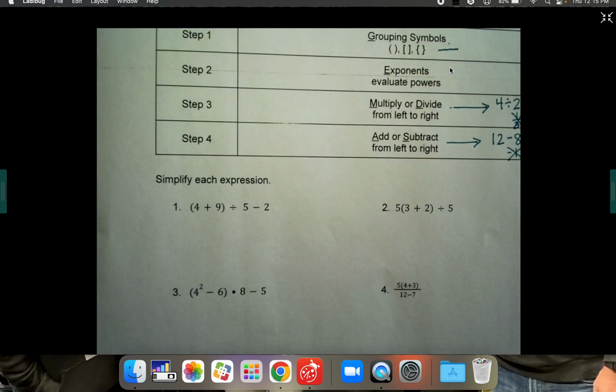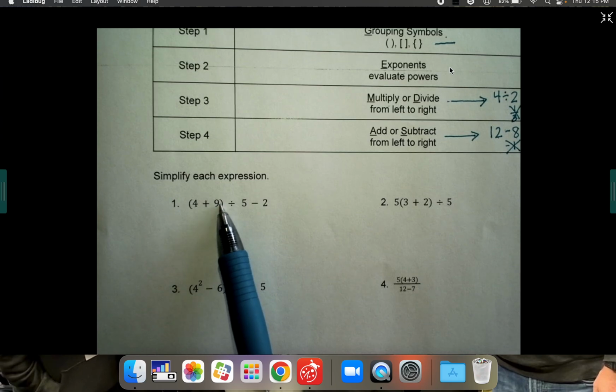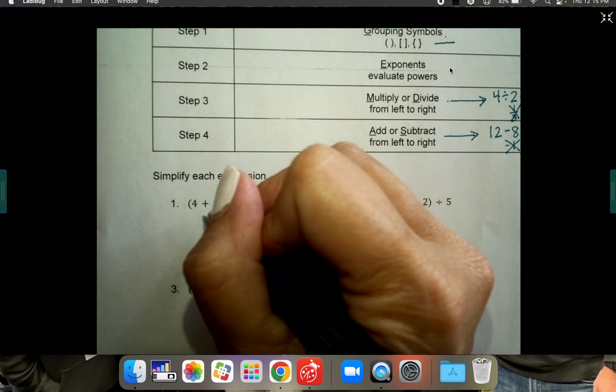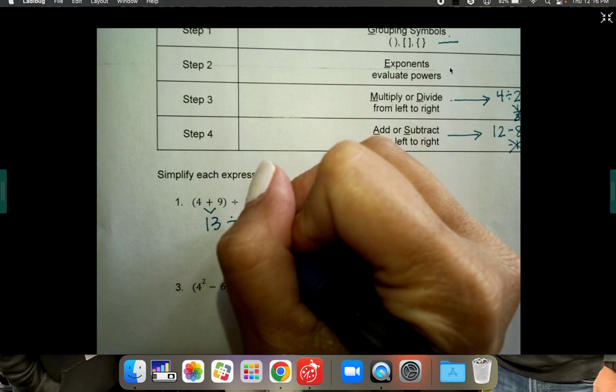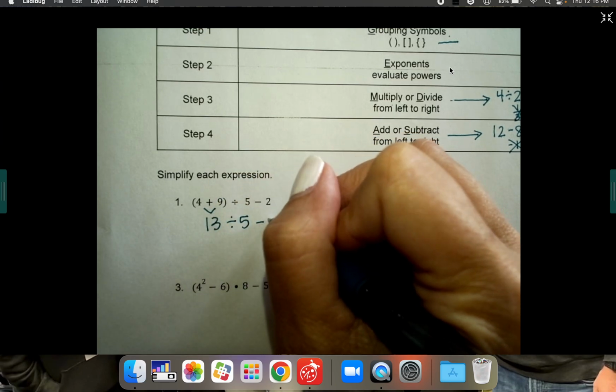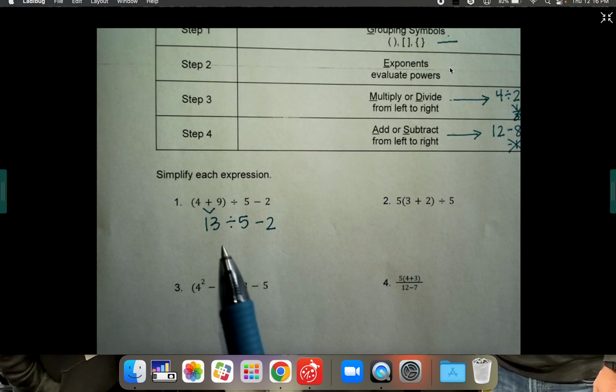Okay, so let's try a few of these. 4 plus 9 is grouped, so you're going to do that first, and you're going to get 13. 13 then gets divided by 5 and then gets subtracted 2 because divide comes before subtract. 13 divided by 5 does not come out nice and neat.